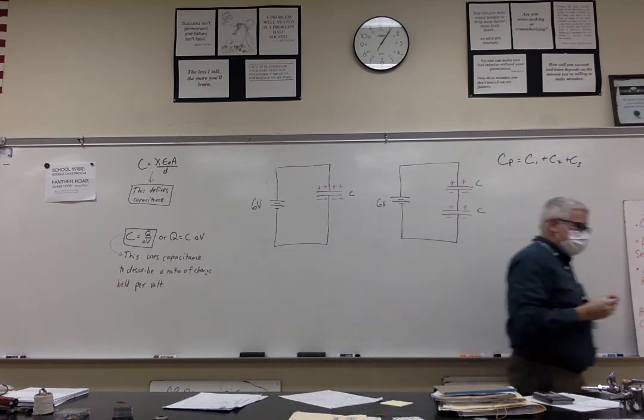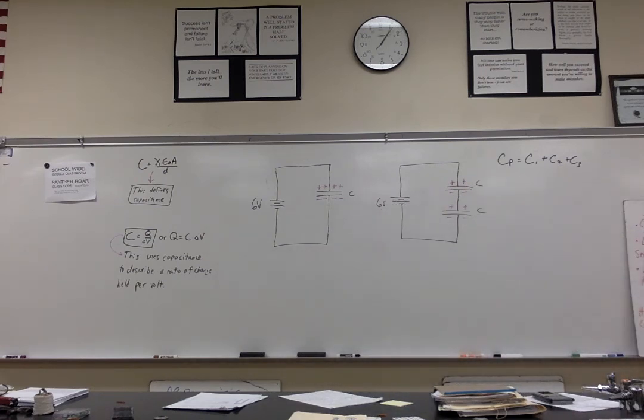Can you explain why? So in the one on the left, each capacitor, there's only one, gets 6 volts. But now on the right, there's two of them, so it has to split them evenly, so each only gets 3 volts, which is half of what it had before. And everything else stayed the same.